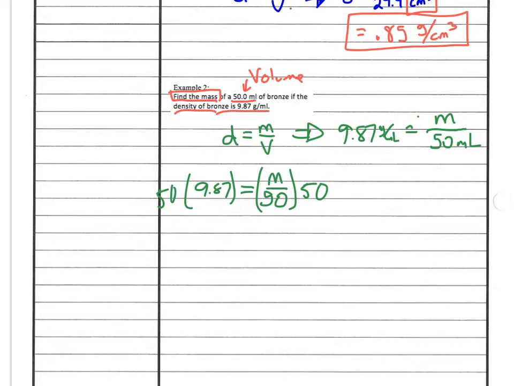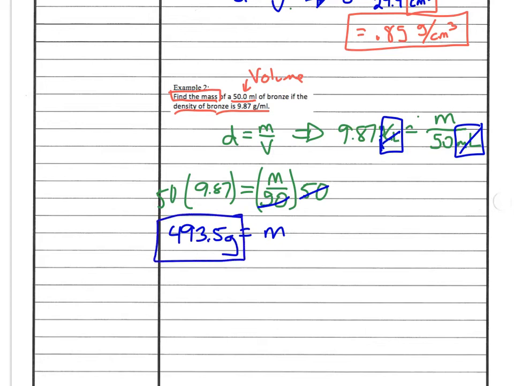Currently, I'm dividing m by 50. I have to do the opposite. So that's going to make my 50s go away. And so I'll have m left over here. And then I need to plug into my calculator 50 times 9.87. And I get 493.5. All right, so then I have to think about my unit. So I'm going to look right here, and I'm going to look right here. Now I have milliliters and milliliters, so those are going to cancel out, and I'll be left with grams. So 493.5 grams is my answer.